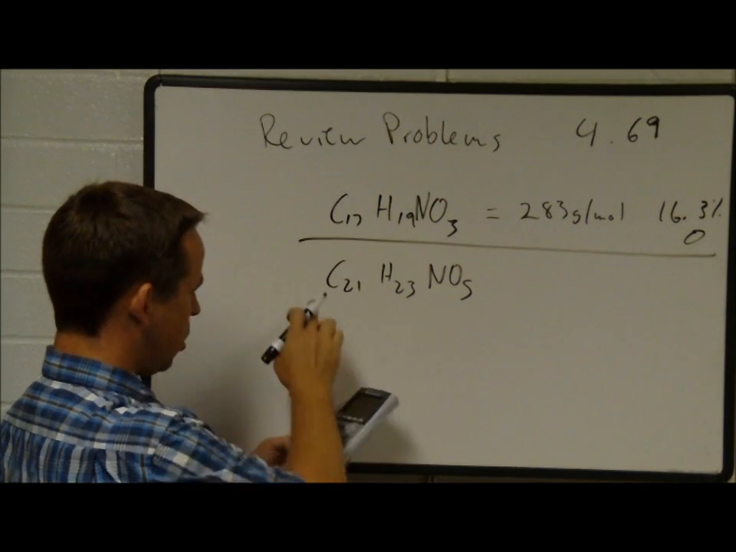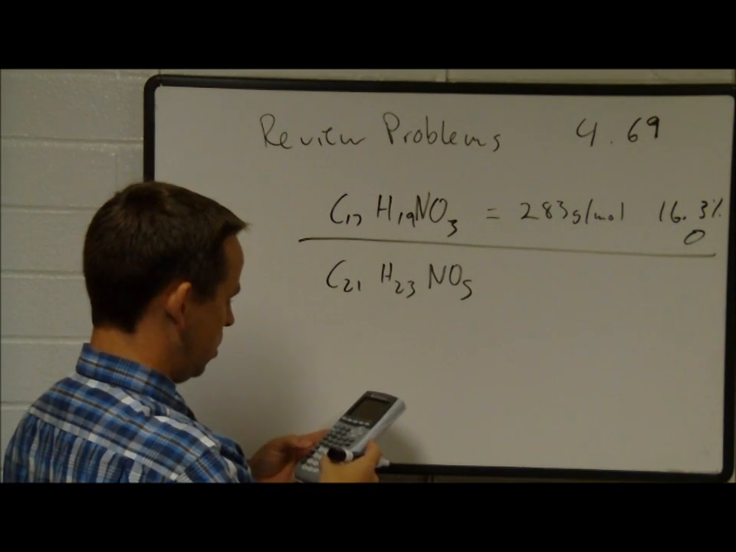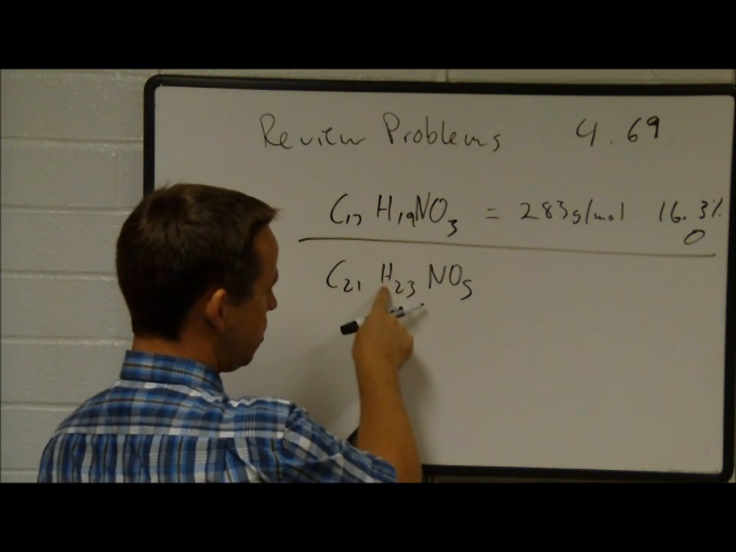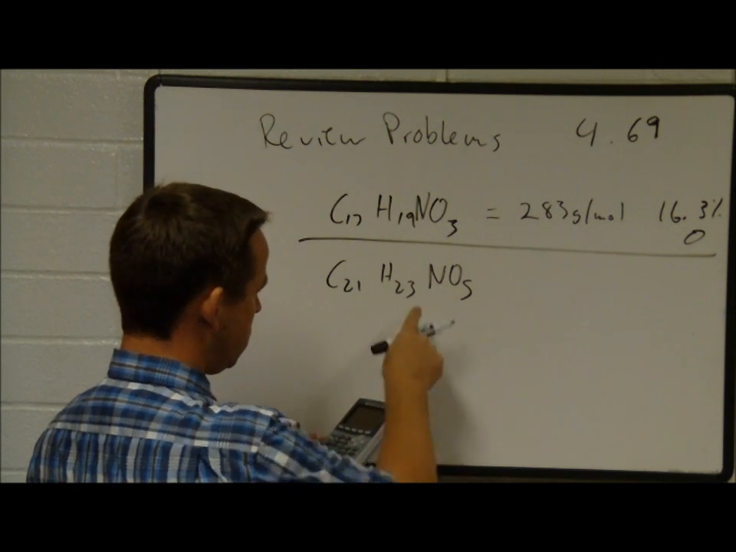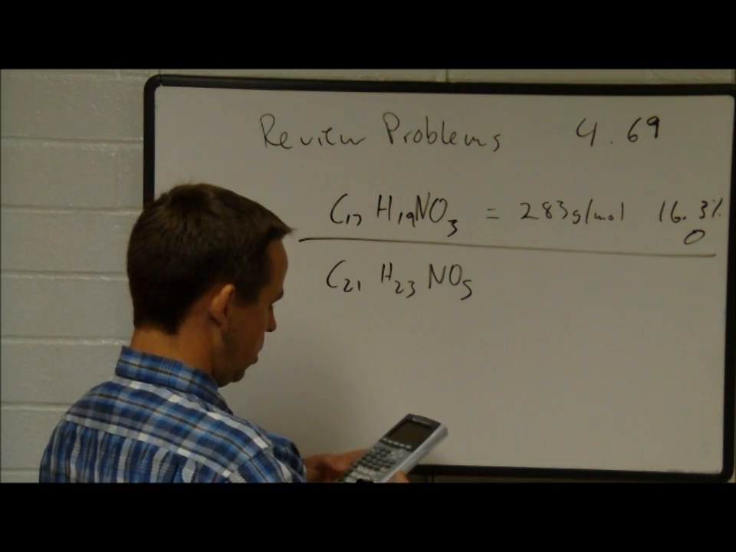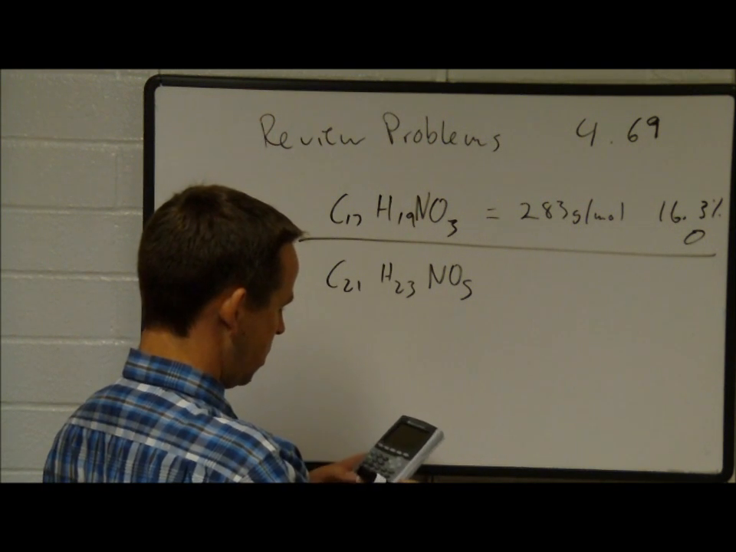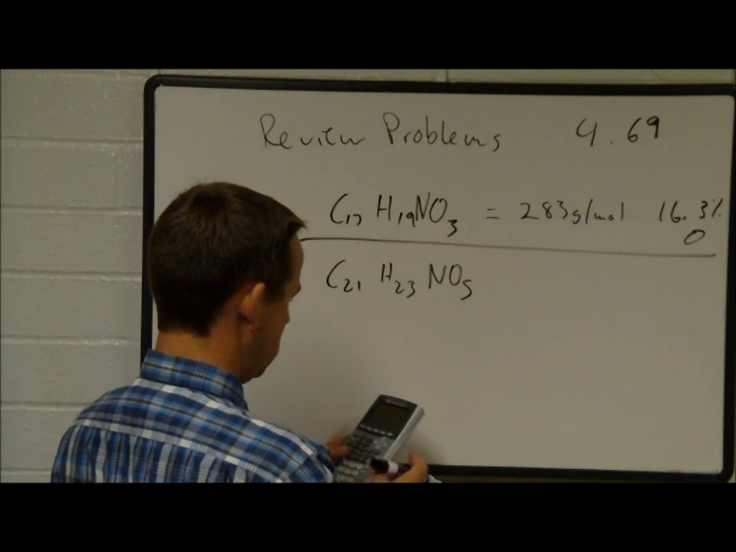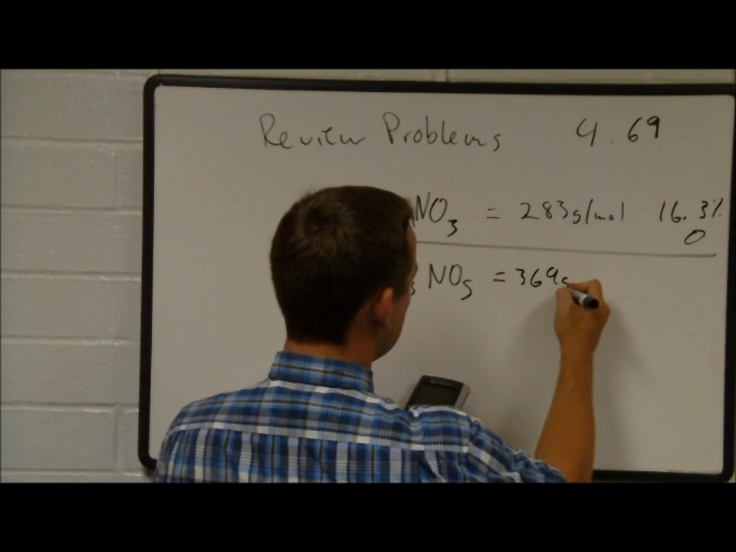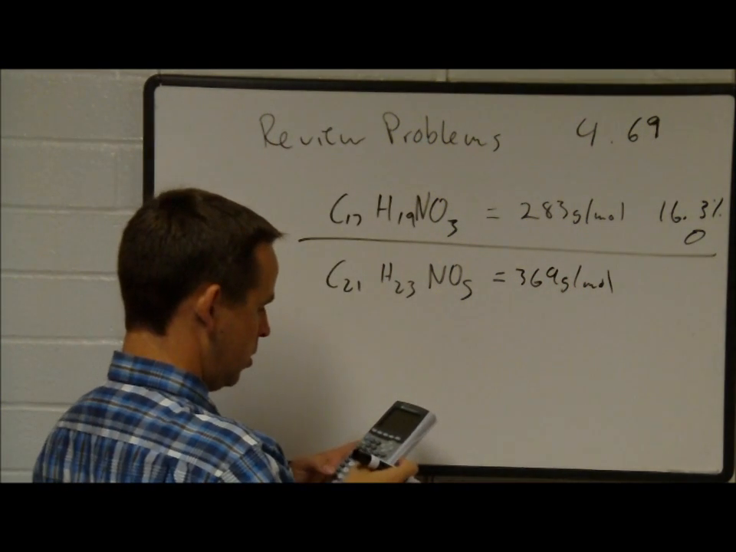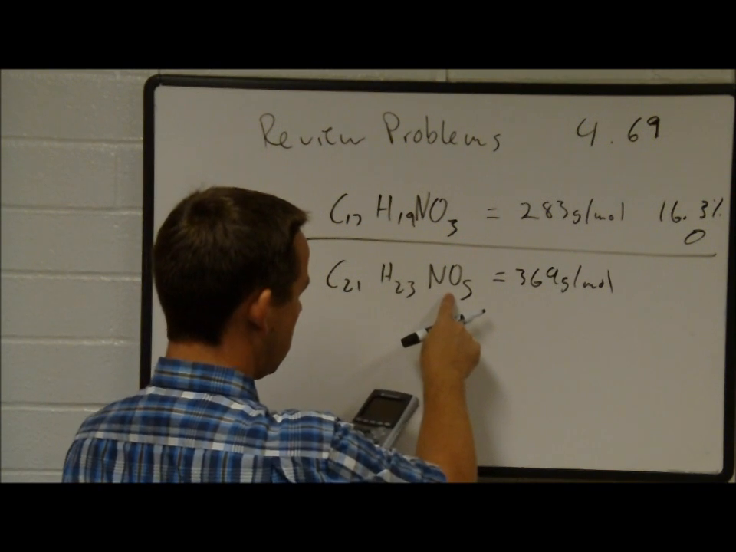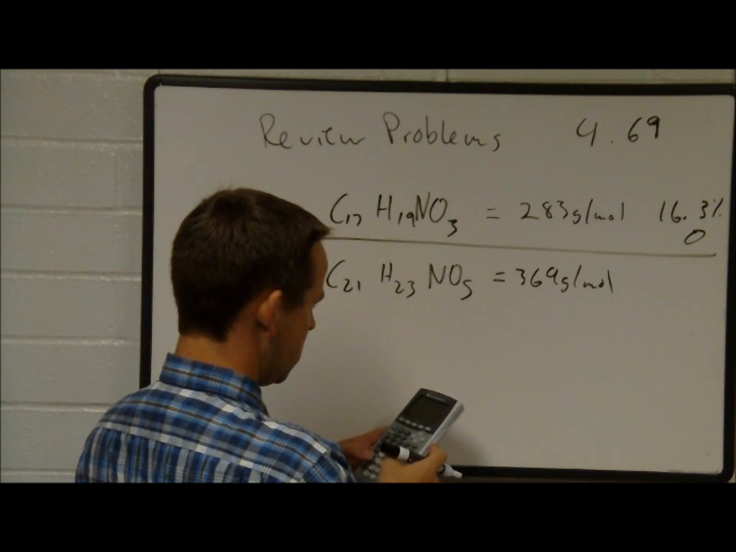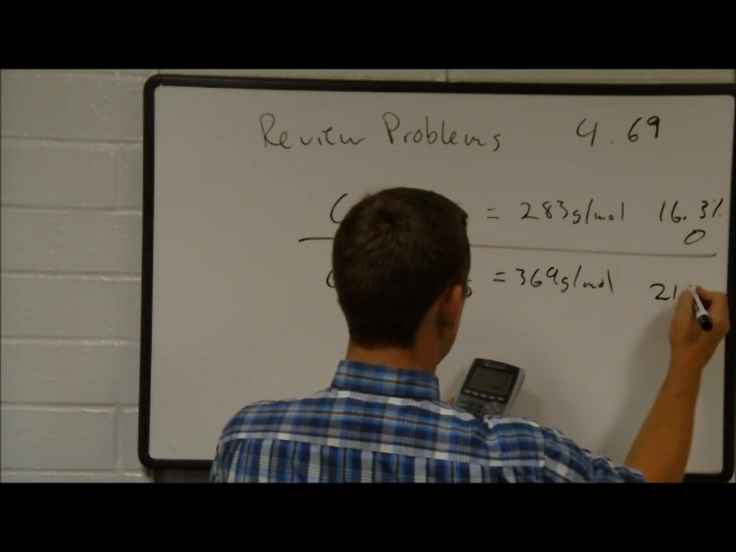All right, here we go again. Carbon is 12 times 21, plus 23, plus 14. 23 because there's 23 hydrogens and each hydrogen weighs 1. 14 because there's one nitrogen and each nitrogen weighs 14. Plus 16 times 5, right? So I'm getting 369 grams per mole here, but there's 80 of that mass due to oxygen, right? 16 times 5 is 80. So we got 80 divided by 369 equals 21.7%.